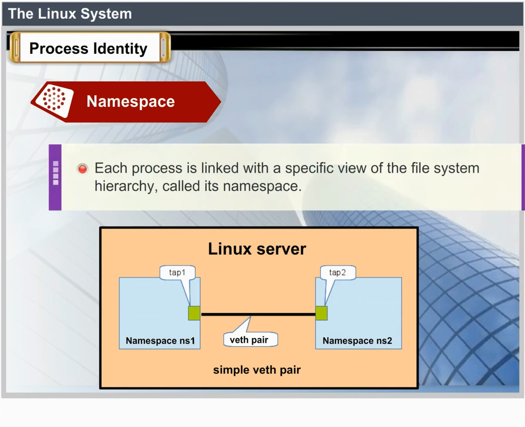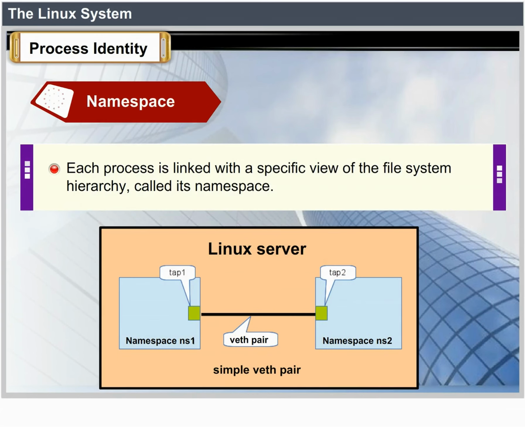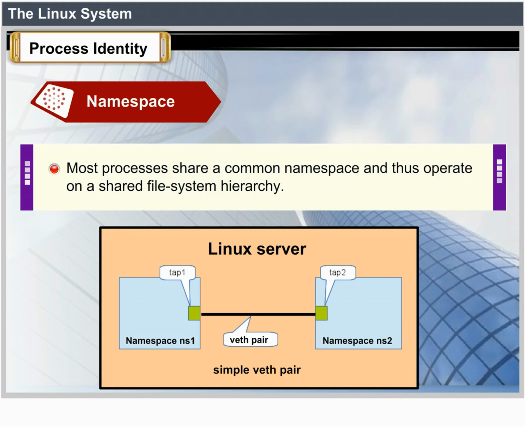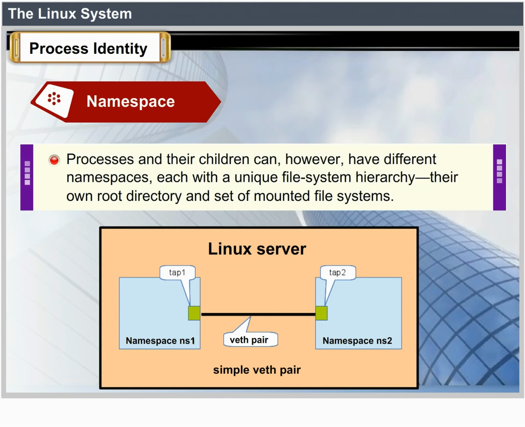Namespace. Each process is associated with a specific view of the file system hierarchy called its namespace. Most processes share a common namespace and thus operate on a shared file system hierarchy. Processes and their children can, however, have different namespaces, each with a unique file system hierarchy, their own root directory, and a set of mounted file systems.